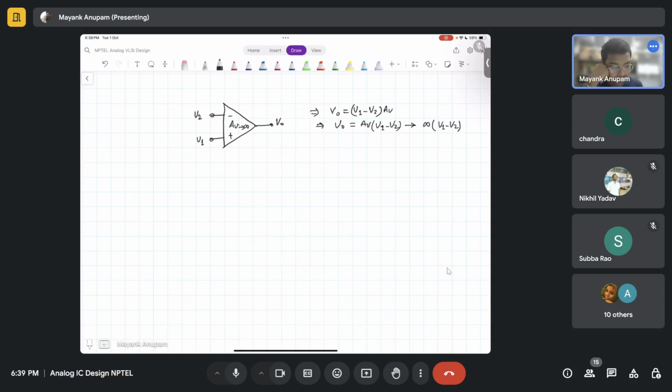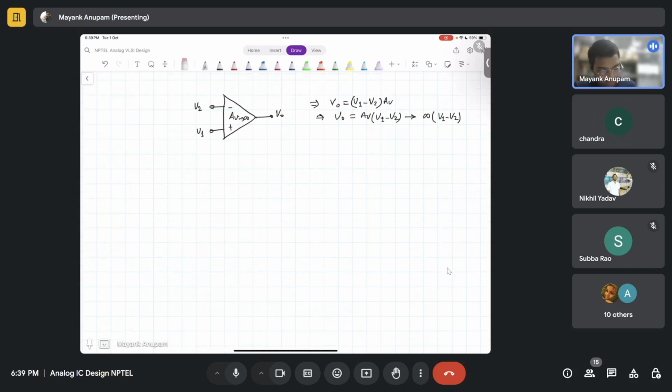Now tell me, if V1 minus V2, everything in the bracket, is anything which is not equal to 0, what is going to happen to V0? It is going to go to infinity. Very good. So we know that if V1 minus V2 is anything but 0, V0 is going to become infinity. That is good.